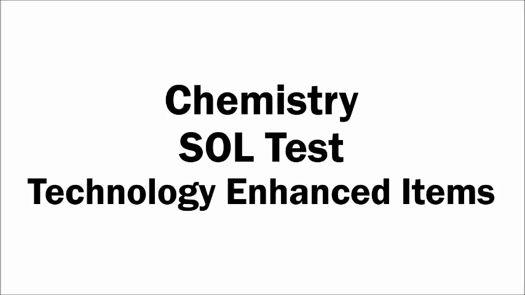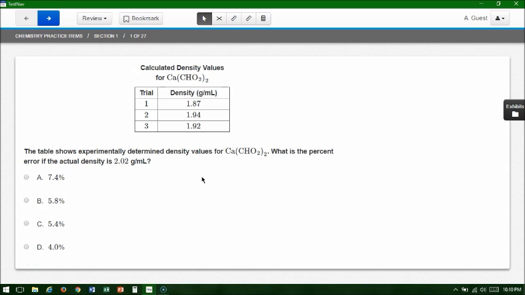This video features technology-enhanced items for the chemistry SOL test. Number 1. This table shows experimentally determined density values for a certain chemical. What is the percent error if the actual density is 2.02 grams per milliliter?